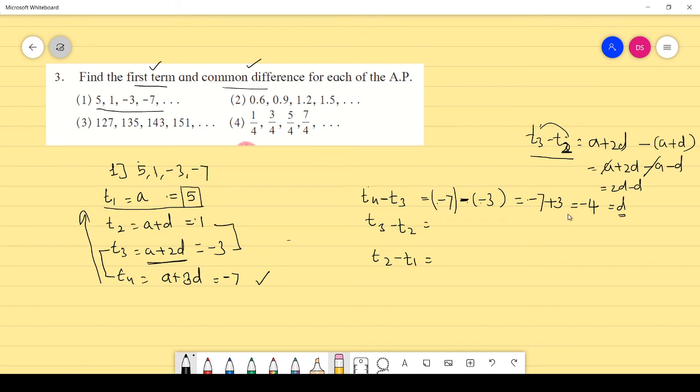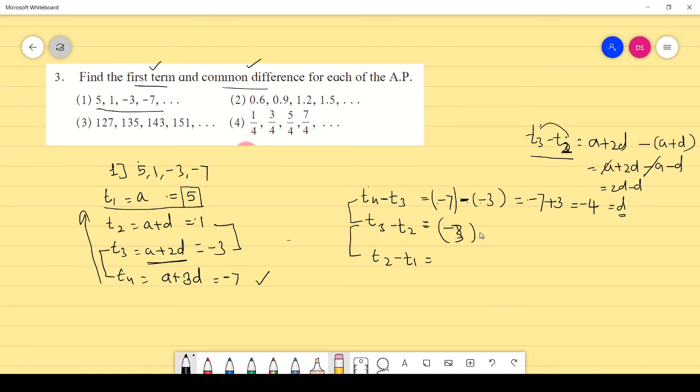But is it right? No need to stop at the first step itself. Need to move towards the second term. In these three cases, if you get d equal to minus 4 every time, then you can say that the common difference for this problem is minus 4, right? Okay, t3 equal to what? t3 is minus 3.